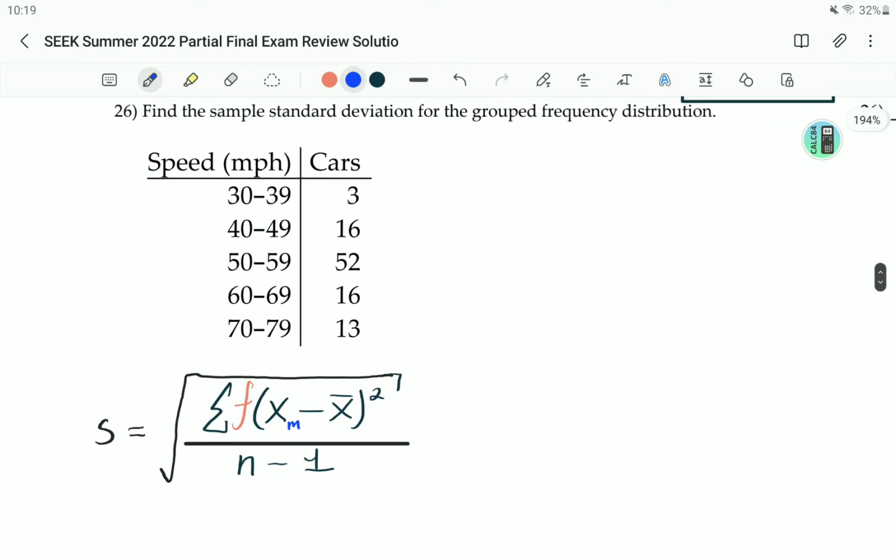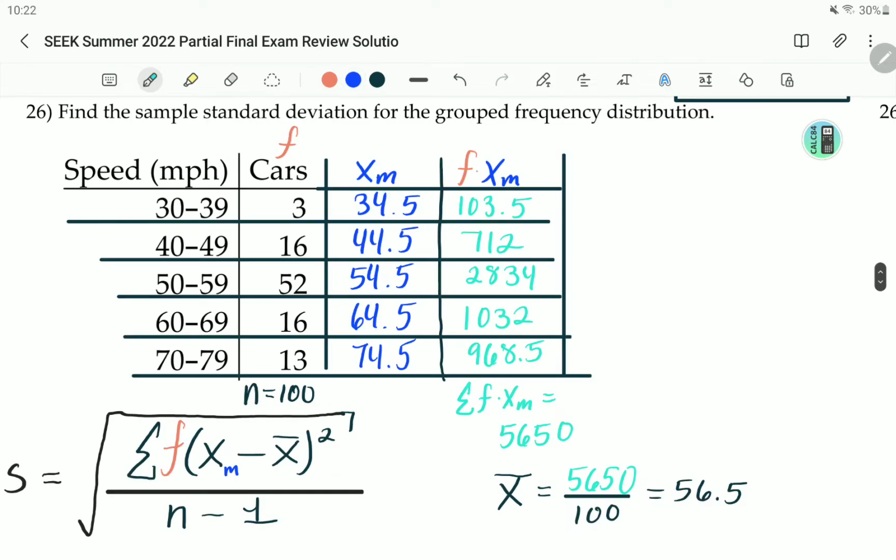But first things first, we need the mean. But remember, we already found the mean in the last question. Let me reset it up, what we did in number 25, or rather 24, excuse me. There we go. That's what we did in question 24. Now we have to find the numerator. We have the mean. We have the midpoint. It says midpoint minus the mean. Then you are squaring that difference and multiplying that by the frequency.